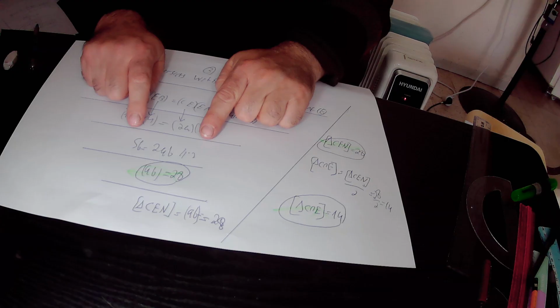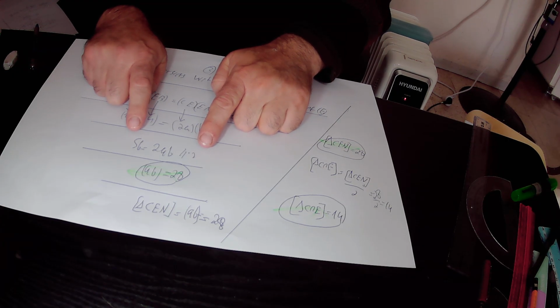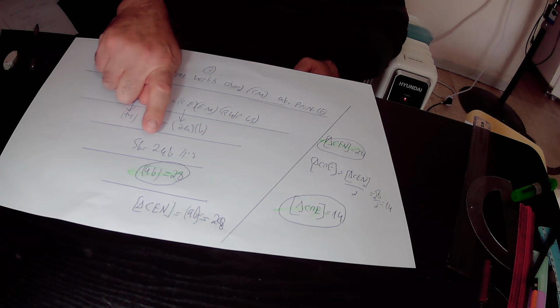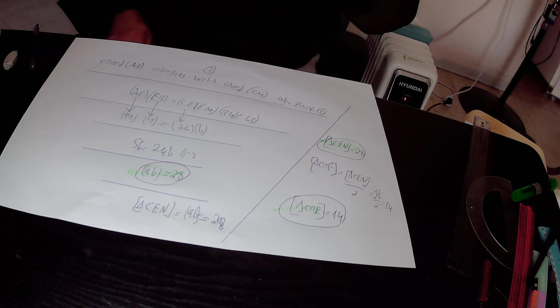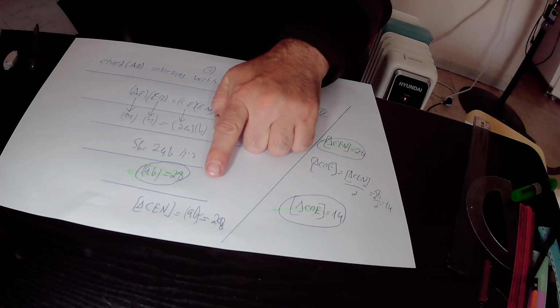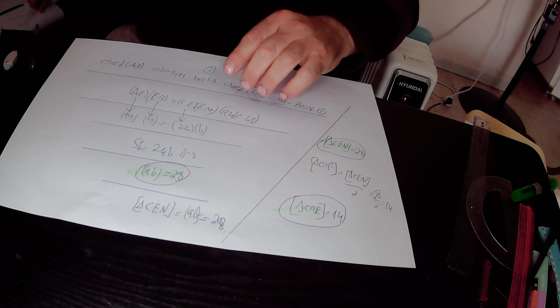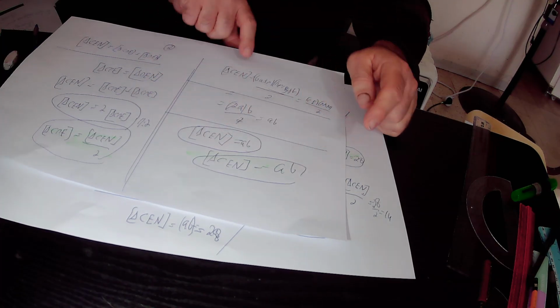56 over 2, which is 28. So we found out that A times B equals 28. But we already found out that the area of the big triangle CN equals A times B.